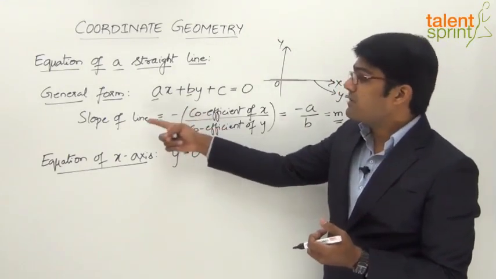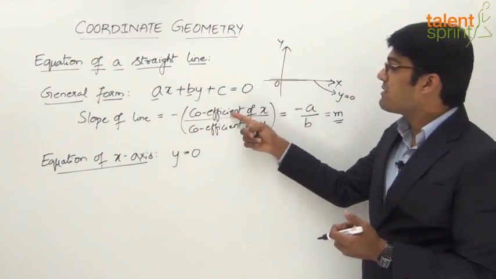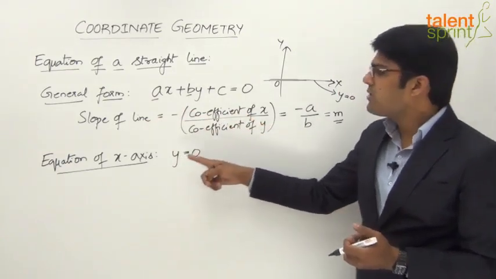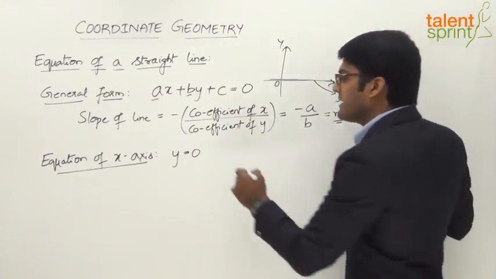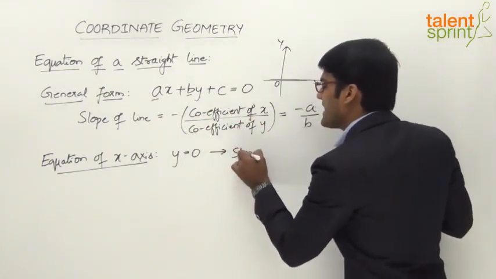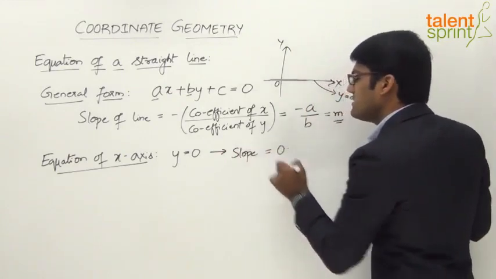Now the slope of a line can be taken as the negative of the coefficient of x by the coefficient of y. What is the coefficient of x? 0. Hence the slope of the x-axis can be taken as 0, right? So the slope of the x-axis will be equal to 0.